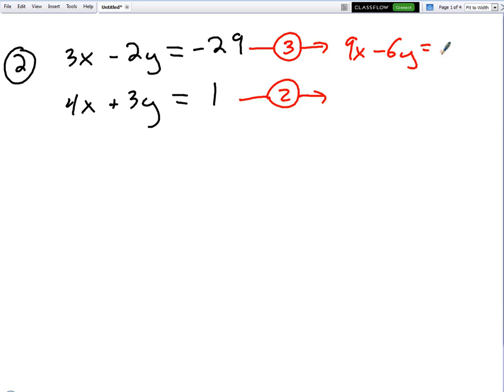What's another way you could do that? How could I break up this 29 into numbers that are easy to multiply? 20 and 9, right? 20 times 3 is 60. 9 times 3 is 27. 60 and 27, 87, right? And it's negative because of the sign.